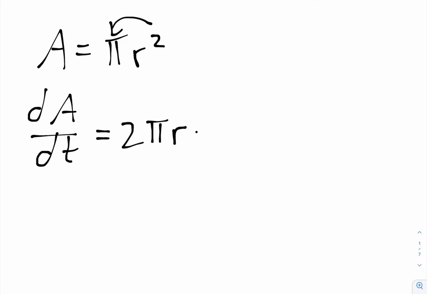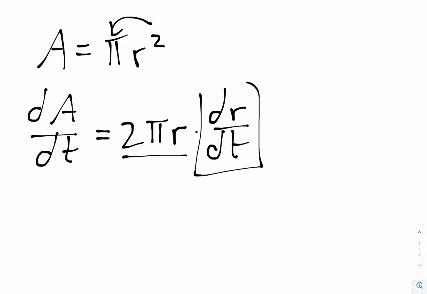Then we have to multiply by the derivative of r, the rate at which the radius of the circle is changing. Because we can't just say the rate of change of the area is 2 pi r. It's only 2 pi r if this rate is equal to 1. So if the radius is increasing by 1 unit per unit time, that would give us a rate of change of area of 2 pi r. But it's all dependent on how fast the radius is increasing, and that's going to be the case for a lot of these problems.